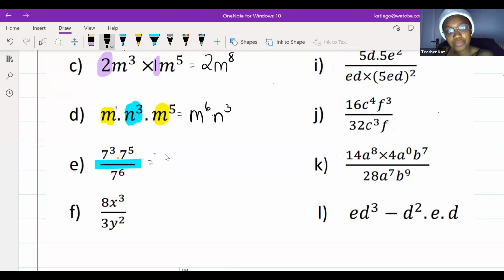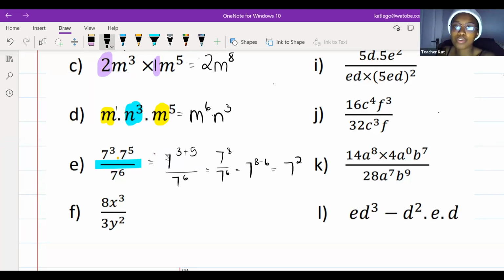So it's 7 to the power of 3 plus 5 over 7 to the power of 6, which is equal to 7 to the power of 8 over 7 to the power of 6, then equals 7 to the power of 8 minus 6, which equals 7 to the power of 2, I think, yes. Thank you. That was beautiful.